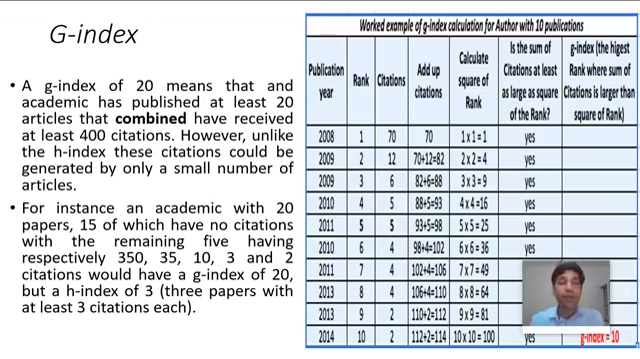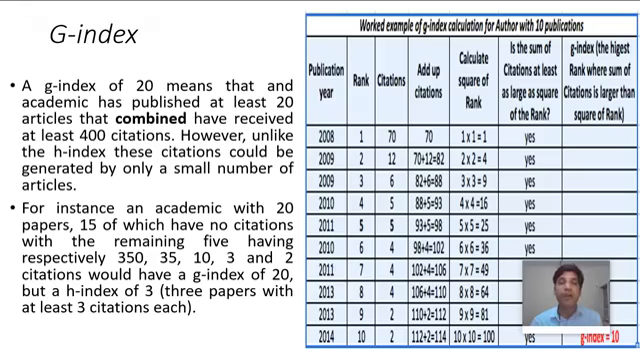There is also a newer index, the G index, because there are certain limitations with the H index. Here you can see how the G index is calculated for any particular author. To simplify, a G index of 20 means that the academician has published at least 20 articles that combined have received at least 400 citations. When you search on Google, you will find many websites that tell you how the G index is calculated.